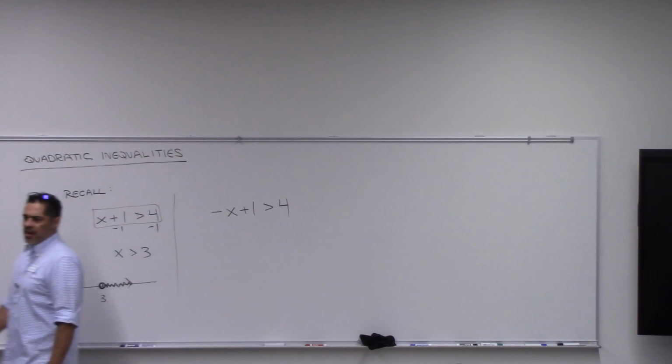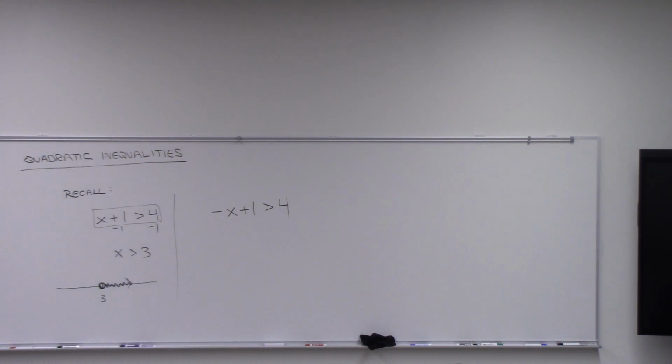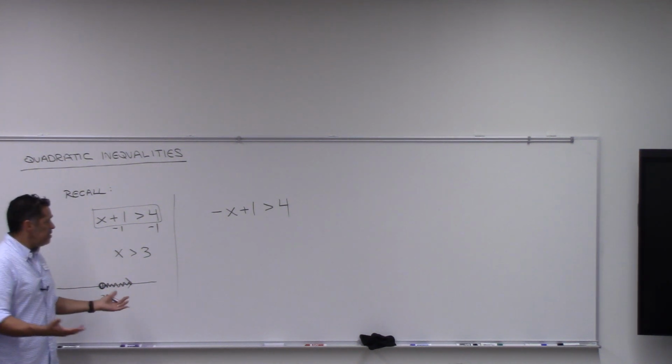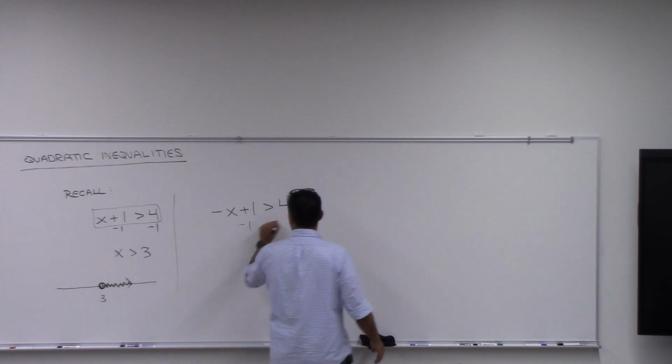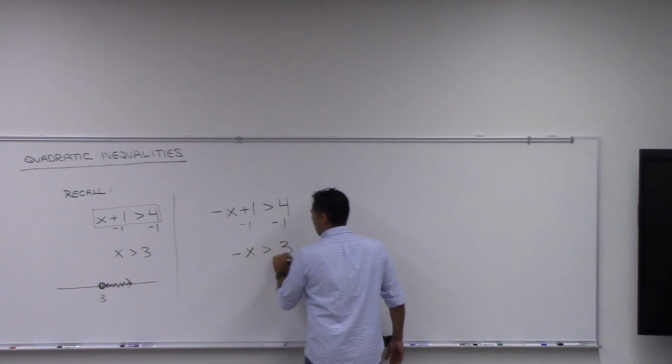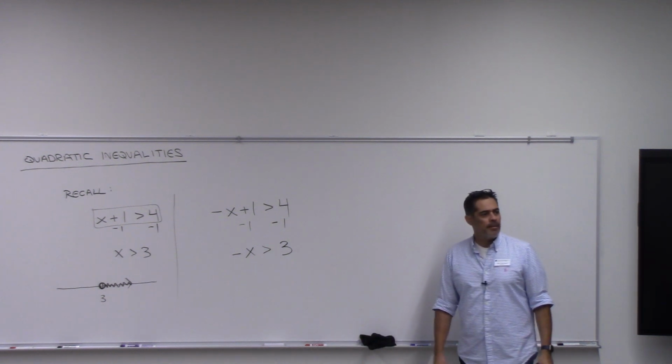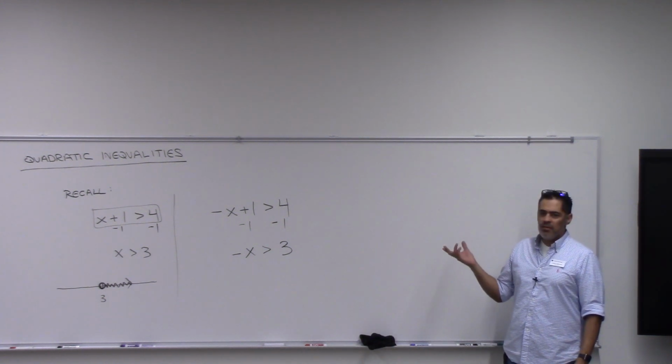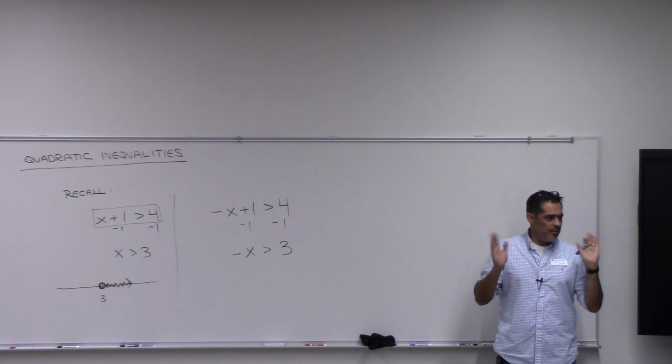Can we solve that the same way? Can we subtract 1 on both sides? Yes, you can. I'm going to confirm, yes, you can. All right, so that's this, right? Now what? You want to divide by -1, right? To get rid of it. That's what you would do.